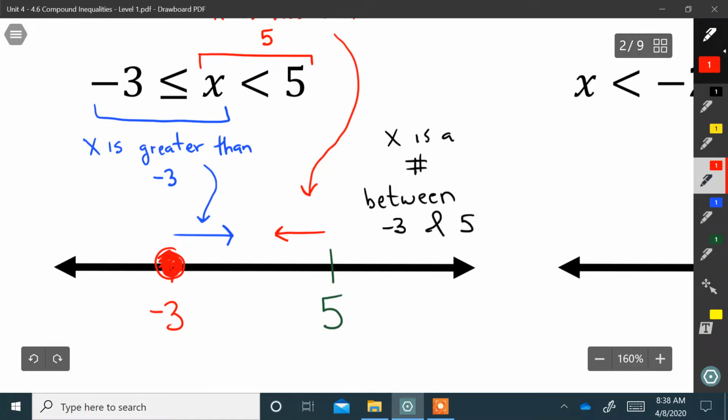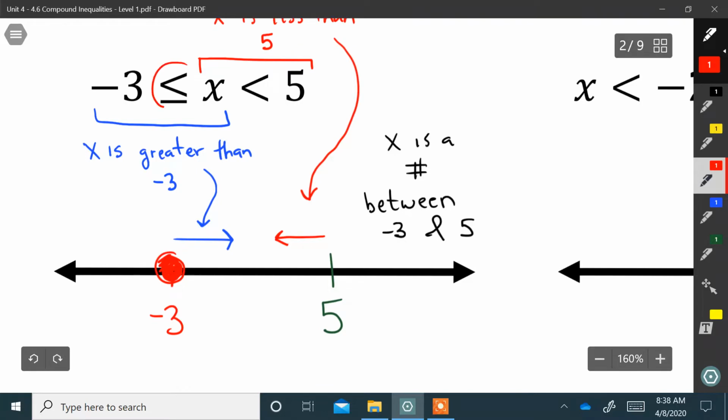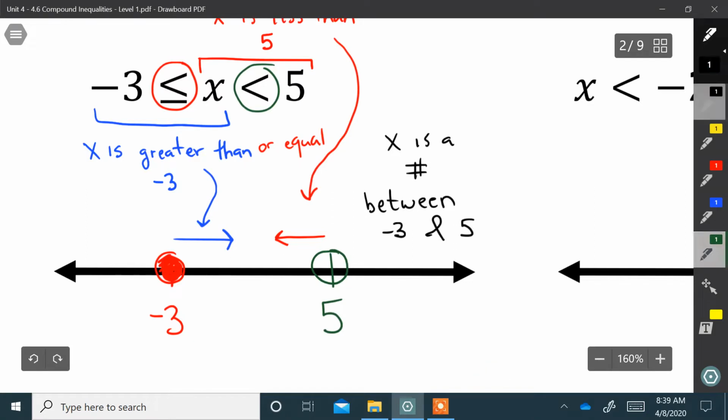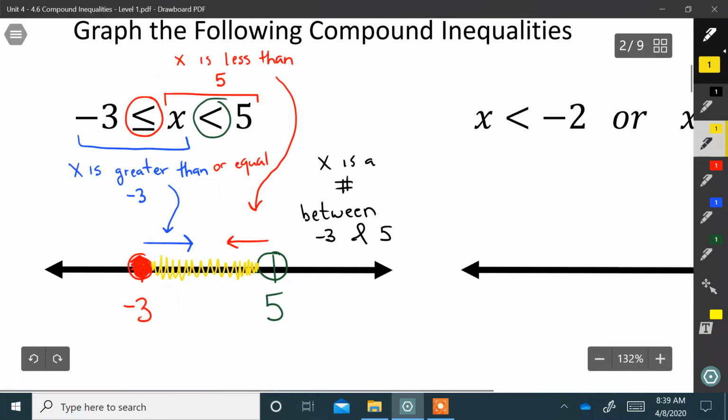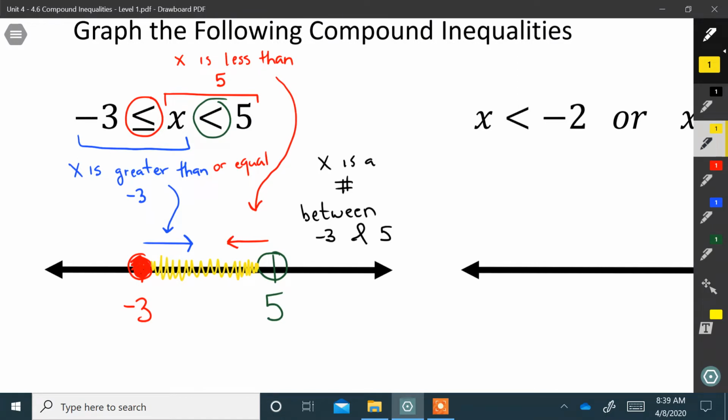I put a closed circle here. Why closed? Because we have a greater than or equal to symbol. I should have put equal here as well. And in here, I'm going to put an open circle because we're not going to include the 5 there. And my graph looks like this. Let me do it with another color so you can see it better. Let's do yellow. Okay? So that is a compound inequality. It's when you put two things in one.